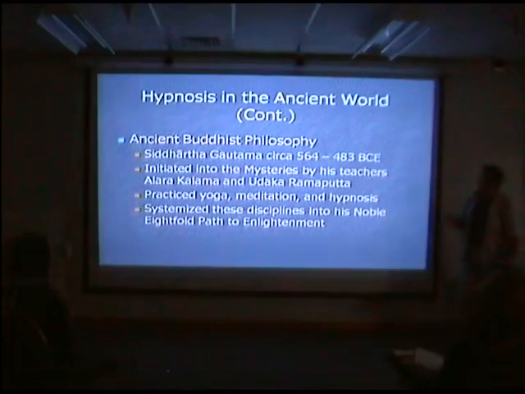Ancient Buddhist philosophy. Siddhartha Gautama, the Buddha, lived between 564 and 483 BCE roughly. He was initiated into the mysteries by his two teachers, Alara Kalama and Udaka Ramaputta. So he had two teachers that we know by name that initiated him into these particular mysteries. He practiced yoga, meditation, and hypnosis, just like Plato, Aristotle, and Socrates, and everybody else back then. And he then went on to systematize these disciplines into his Noble Eightfold Path to enlightenment.